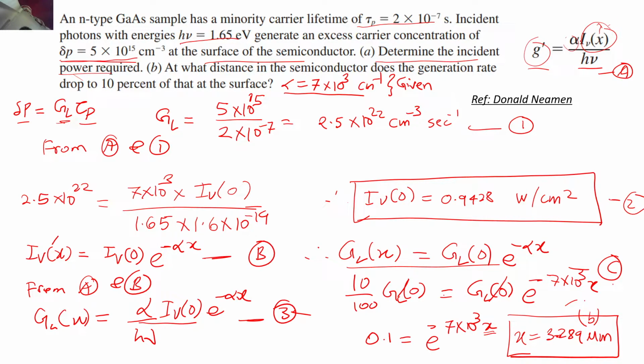Now to find the IV of 0, I have to know the alpha, h mu and g. Alpha we have already been given, even the h mu has been given to us as 1.65 electron volts. Now we just have to find the value of g. How am I going to find it? See, they have given one extra thing, the excess carrier concentration. This is the steady state carrier concentration that is generated. And why will this concentration be generated? Because you are shining the light on the material. Because of the energy of the photons, you are going to get the generation of electron and hole pairs.